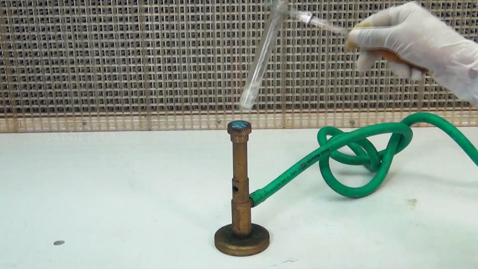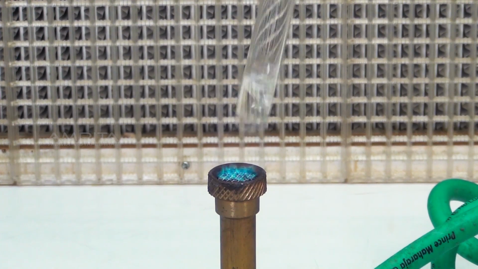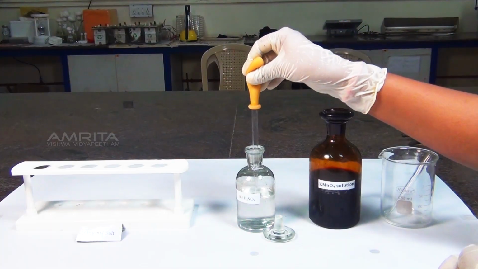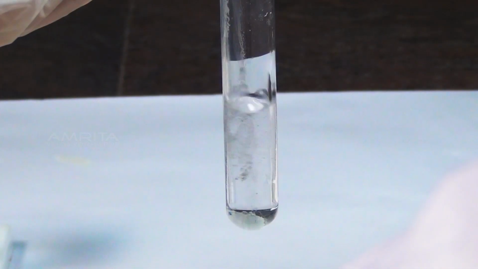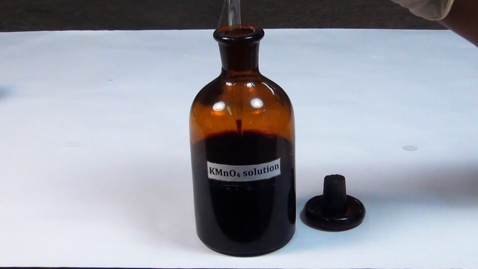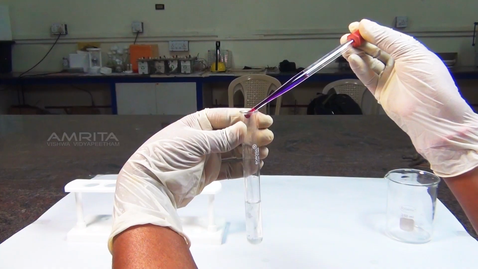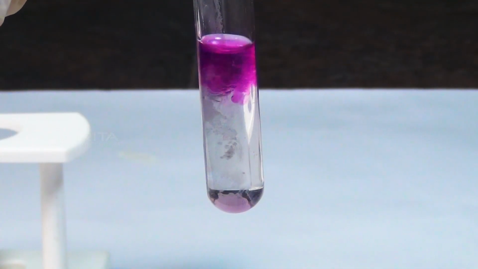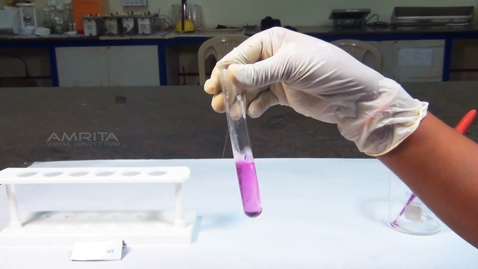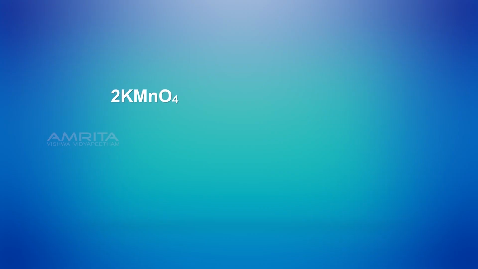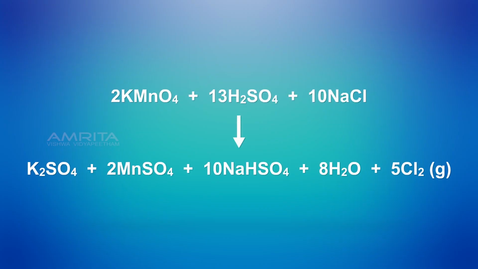Boil the contents over the Bunsen burner to boil off any gas evolved. To this, add little more dilute sulfuric acid. Then add potassium permanganate solution drop-wise using another dropper. Potassium permanganate decolorized due to the formation of colorless manganese sulfate along with chlorine gas is liberated.